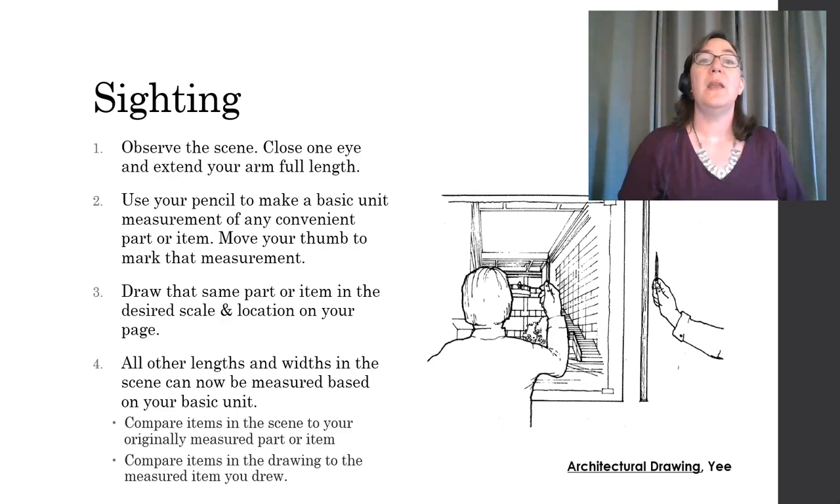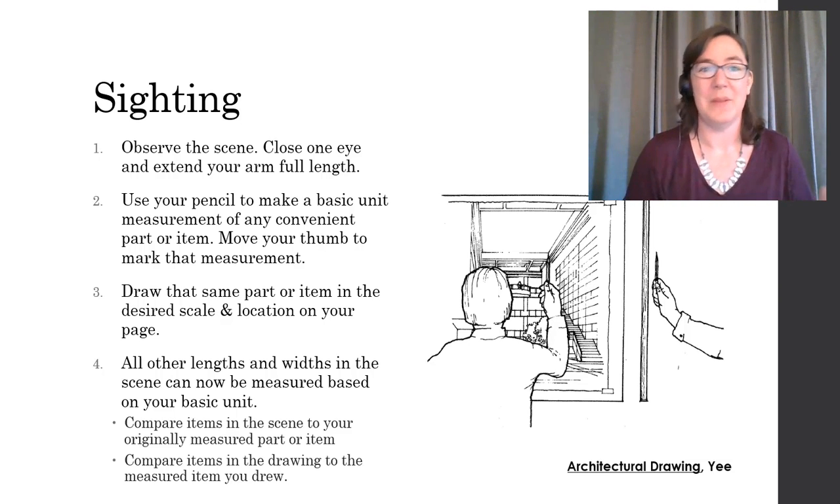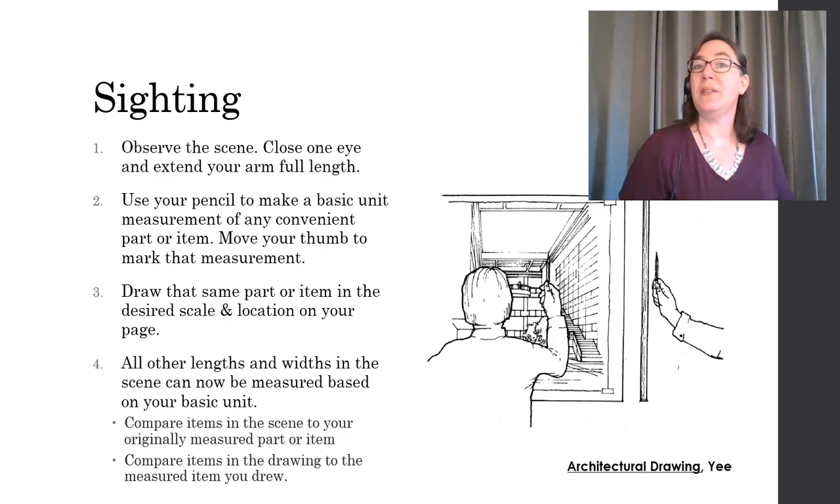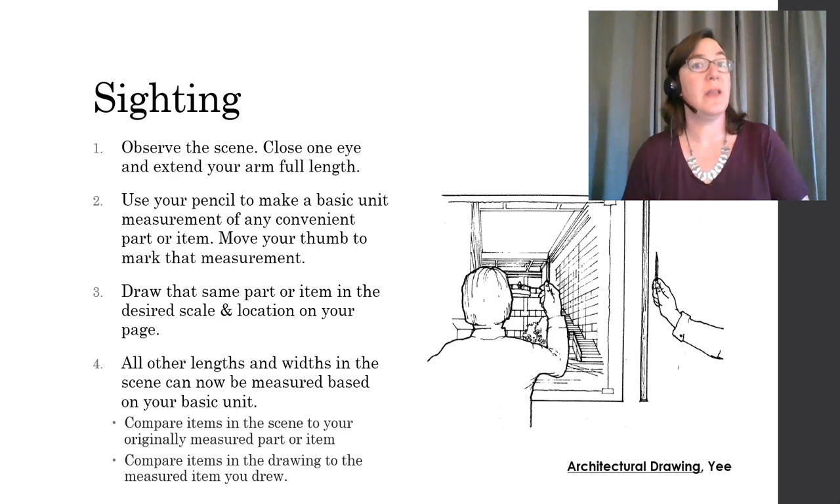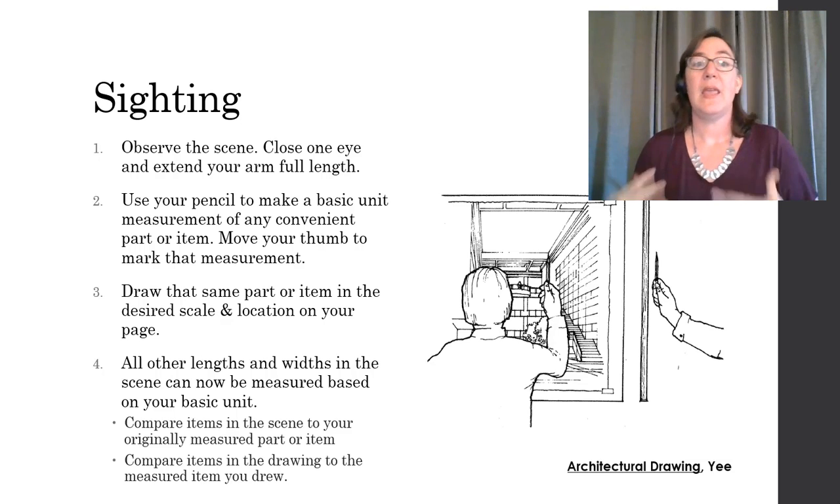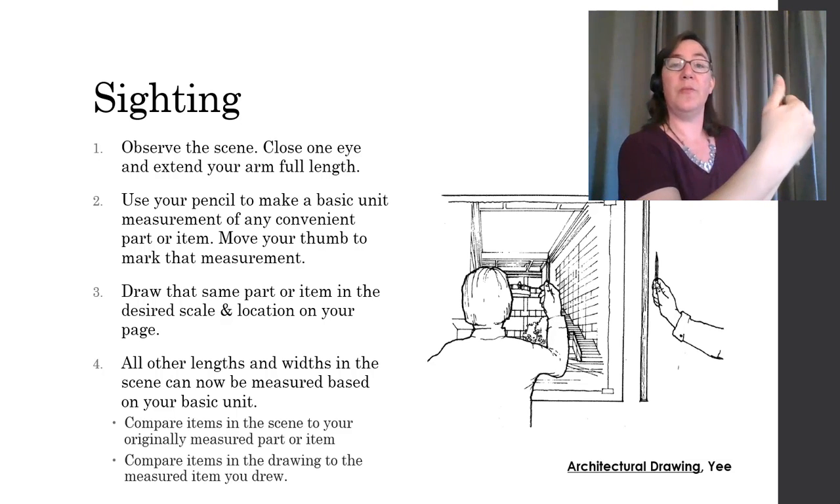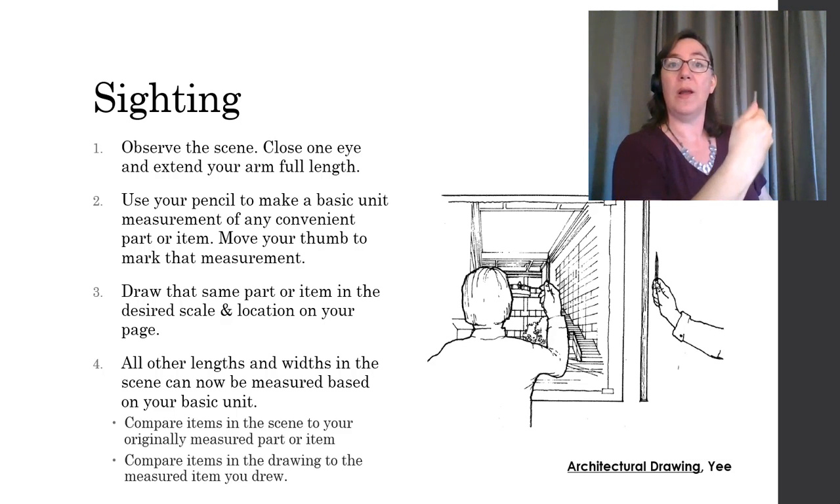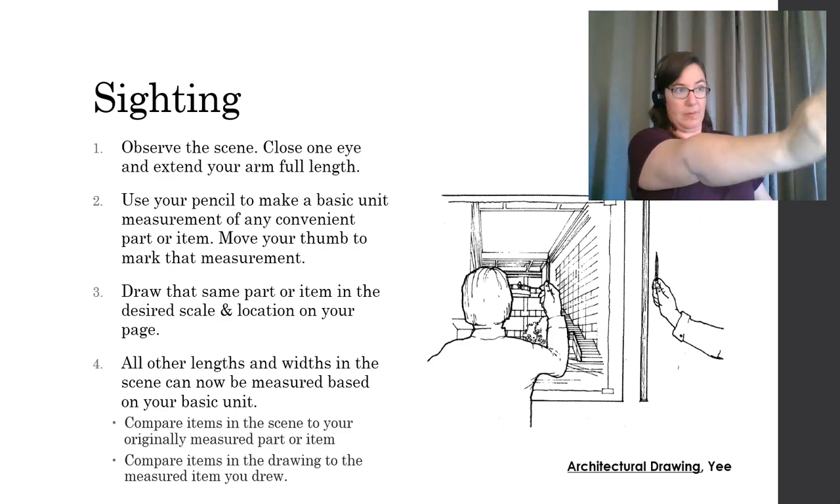Next, you use your pencil or your pen or your paintbrush or a rod of some kind, to make a basic unit measurement. You pick something, some piece of your item or your scene that is convenient, and decide that that is the unit that you will measure everything else against. And then you'll move your thumb up and down on your pen, and mark that measurement. Got it.